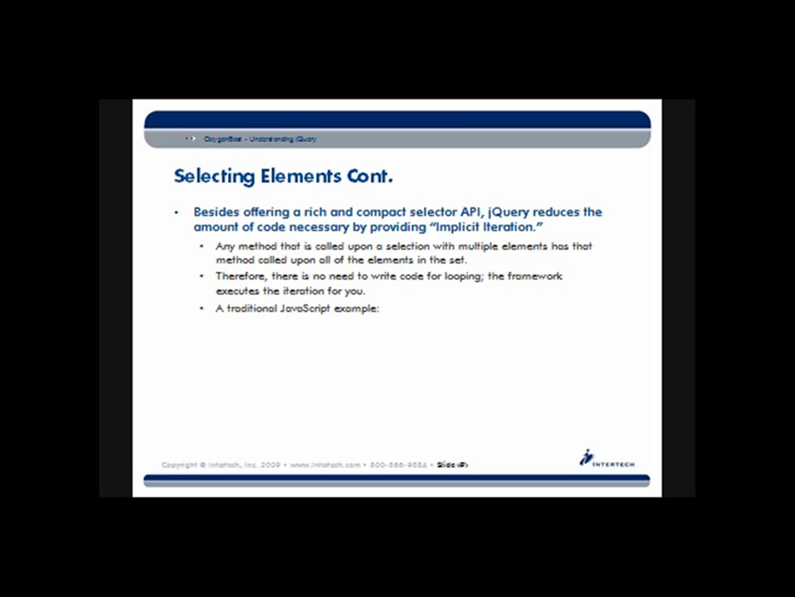Besides offering that rich and compact selector API, jQuery is going to reduce the amount of code you need by providing implicit iteration. So that's exactly what I just showed you. You notice that when I had a set of elements, I didn't need to call the method on each of them. I didn't need to create a for loop or some type of a loop and then iterate through and call the method over and over again. jQuery is going to do that for you. So let's take a look at an example.